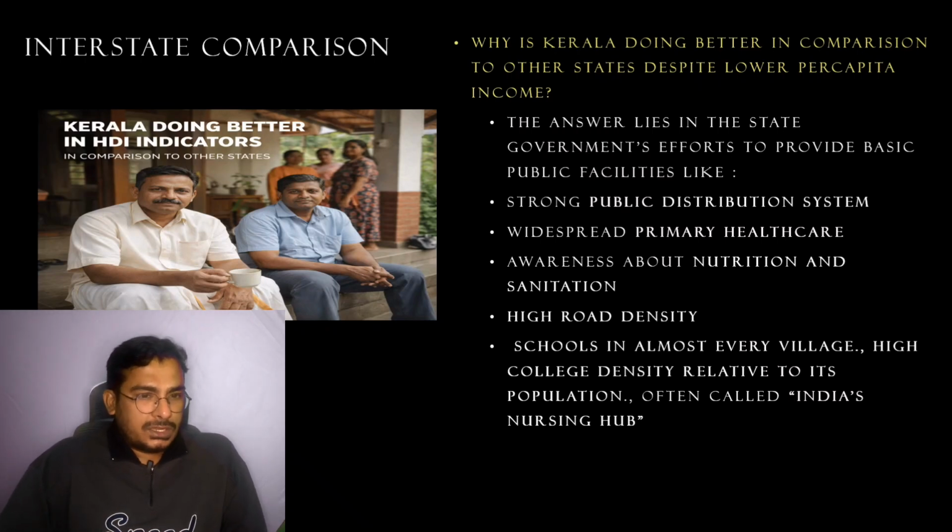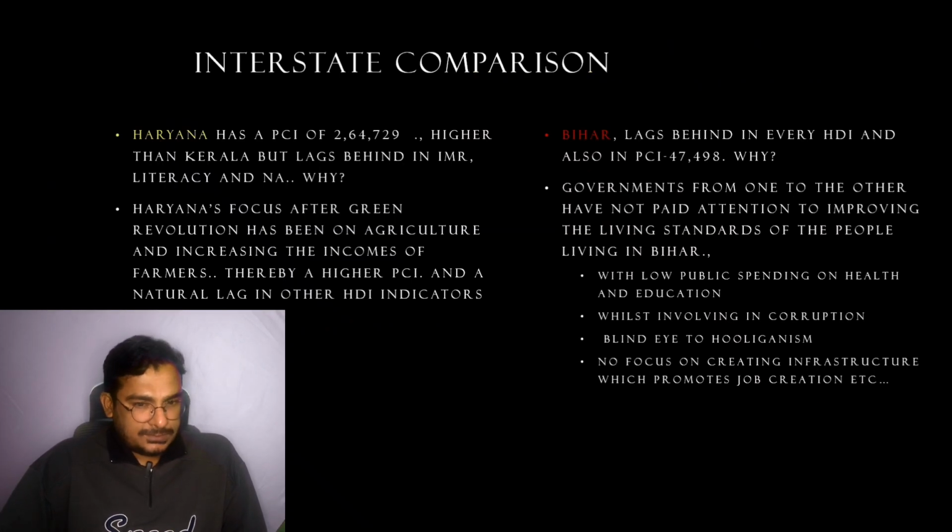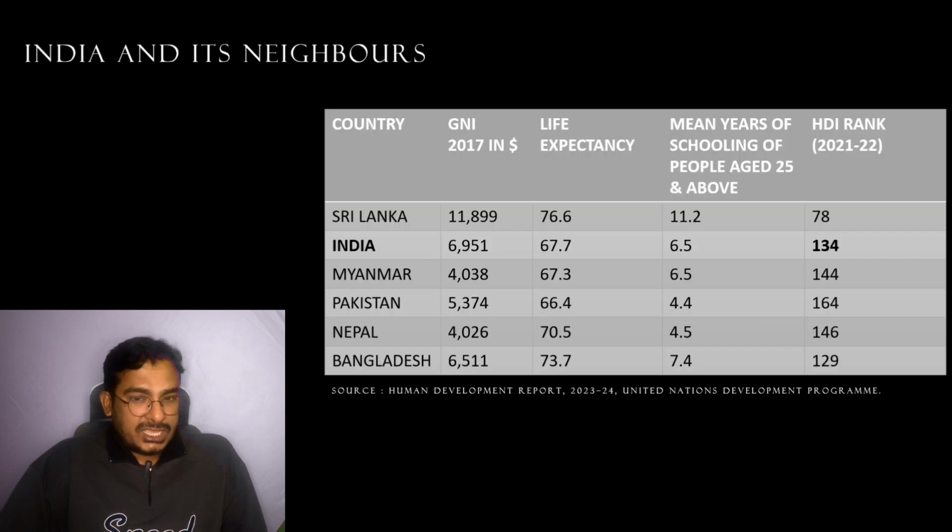So now let's look at India and its neighbors. How are the neighboring countries of India doing in terms of human development indicators? If you look at this particular tabular column, India's HDI rank according to 21-22 is 134, whereas our neighboring country Sri Lanka has a rank of 78. The life expectancy in Sri Lanka is also around 77, whereas India's is somewhere around 68.